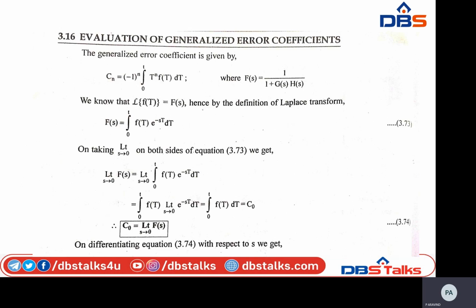The next one is evaluation of generalized error coefficients. Now we are going to evaluate these generalized error coefficients. Here we have the generalized error coefficient, which is given by Cn. Here Cn equal to (-1) to the power n integral 0 to t of T power n f of T into dT. We know that F of s is equal to 1 by 1 plus G of s into H of s, right?